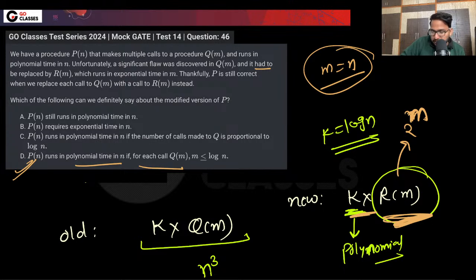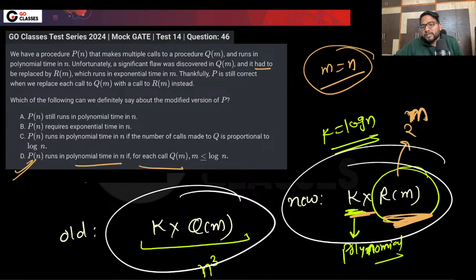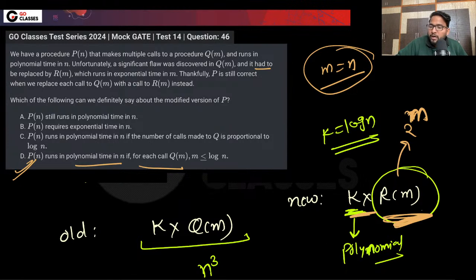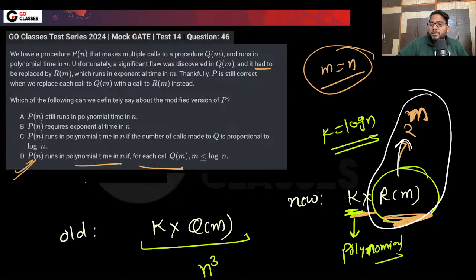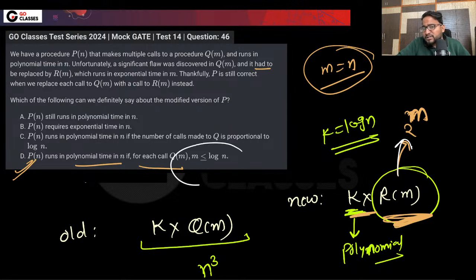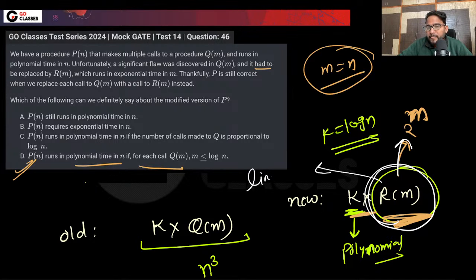Should I solve this again? I hope that is okay. This is the old one, this is the new one. You need to check whether this new one is polynomial or not. It is given that it is exponential in m. If the m value is less than or equal to log n, then this is linear in n, if m equals log n. So which is what option D is saying.